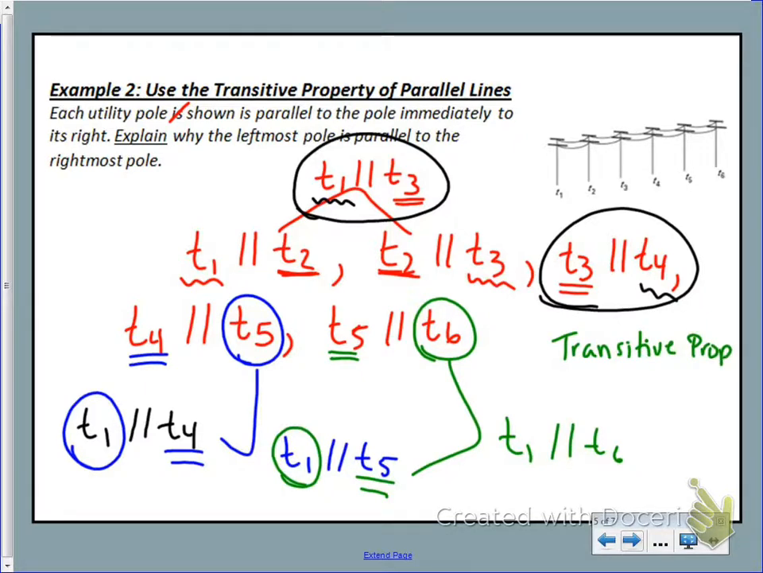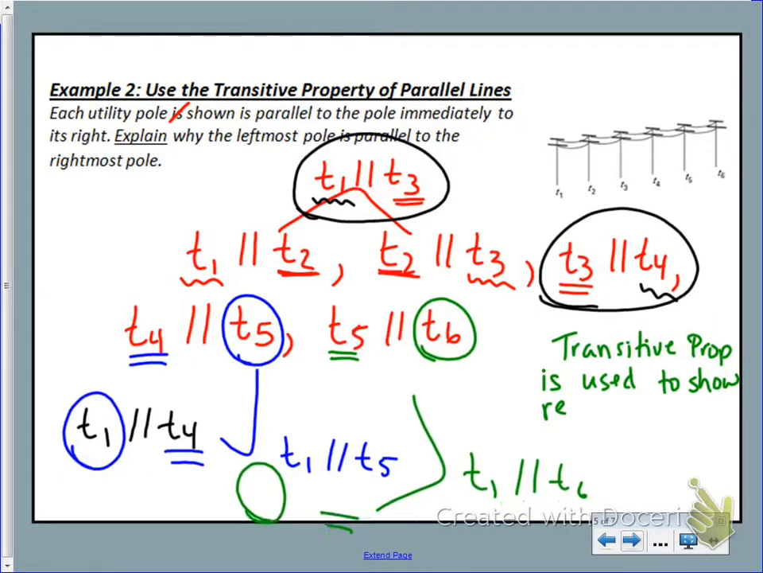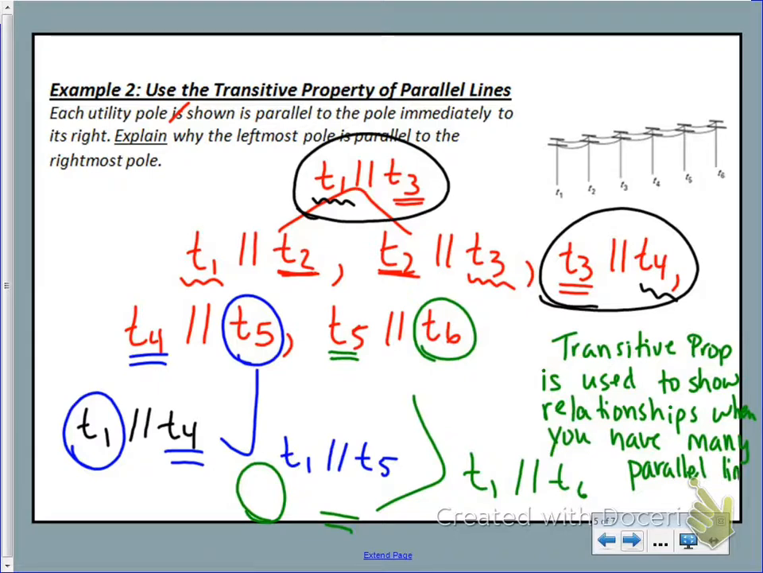The transitive property of parallel lines is used to show relationships when you have many parallel lines to consider. Okay, so that's a property you should be aware of, both in the setting of parallel relationships and then transitive property in algebraic relationships as well.